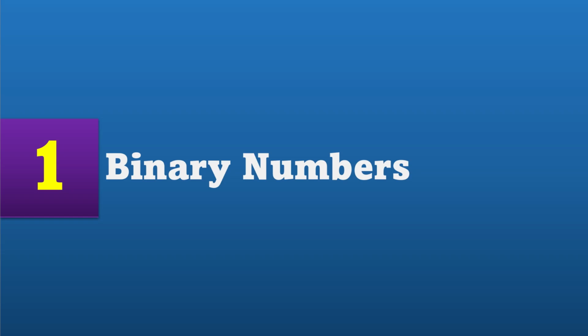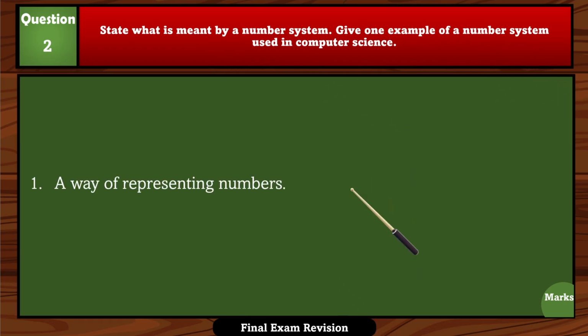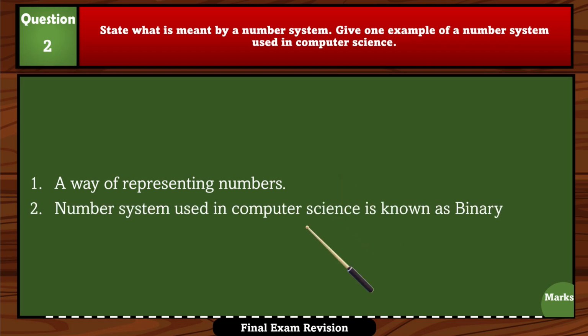Topic 1, binary numbers. Okay, question 1. State what is meant by the number system. Give one example of a number system used in computer science. So a number system is a way of representing numbers. The number system used in computer science is known as the binary number system.